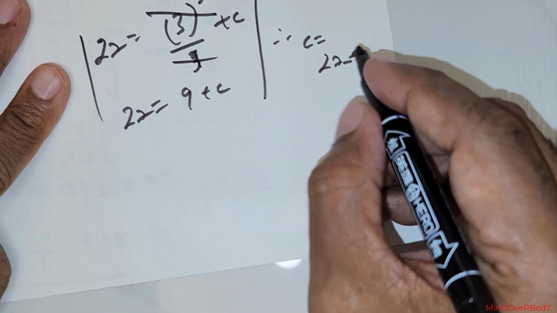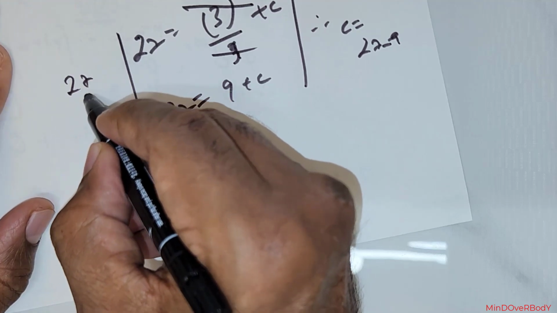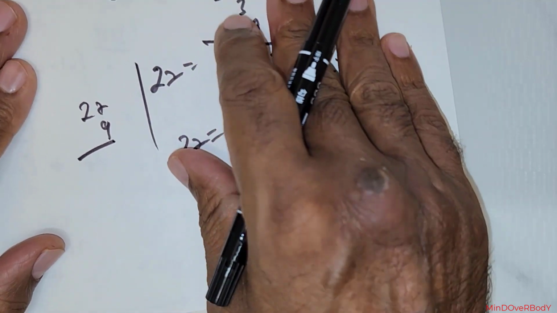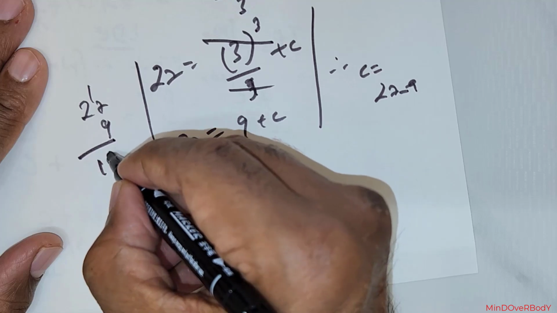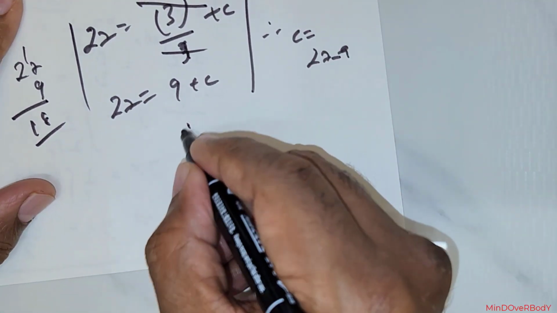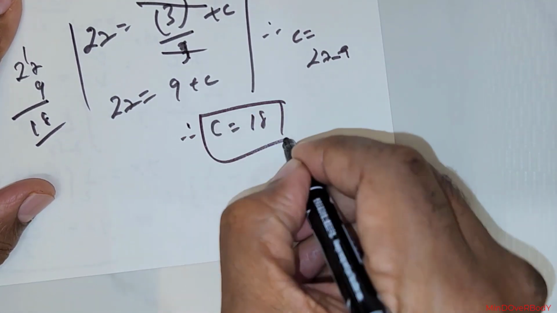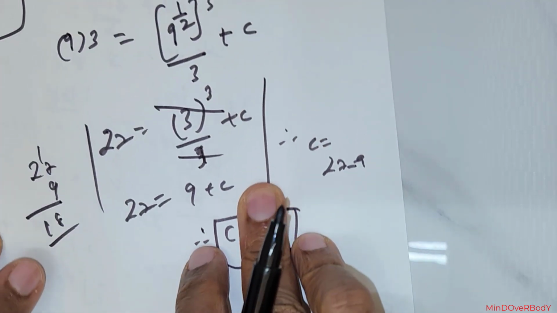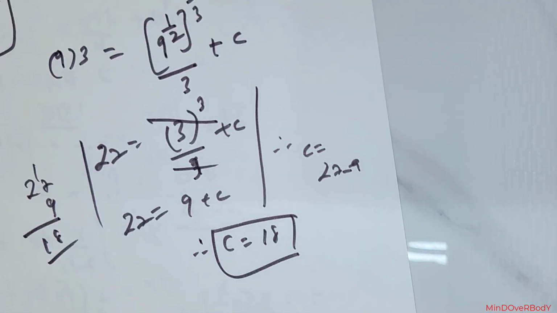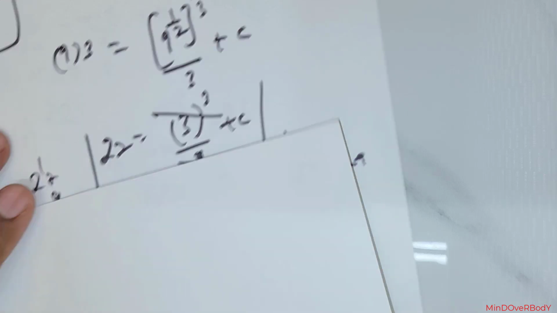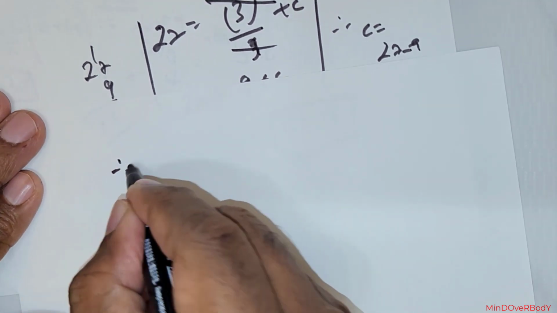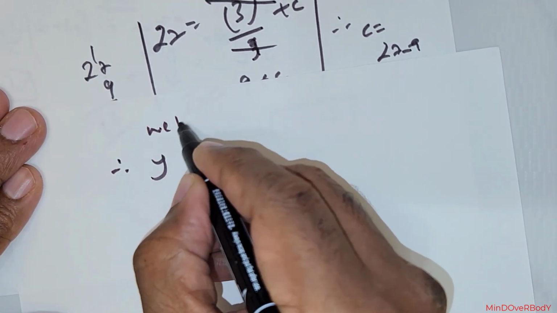So what is that? Let me check. From 27 you take away 9. What do you get? You get 18. So therefore the value of c is equal to 18. Now c is 18. So let me go to the next page. So therefore what we can do? So what do we have?